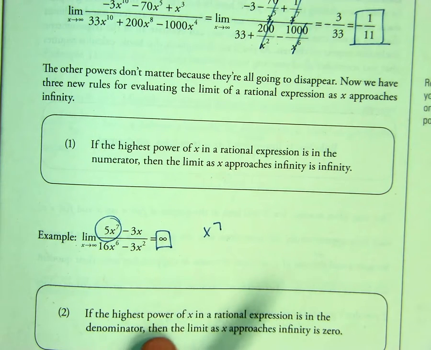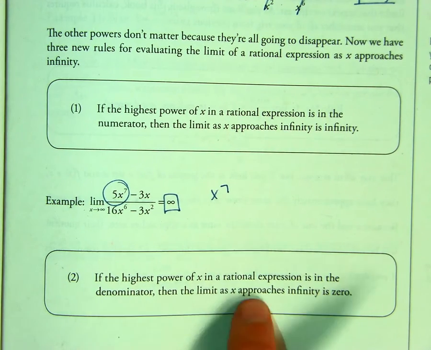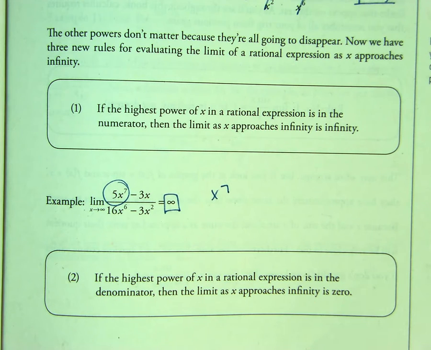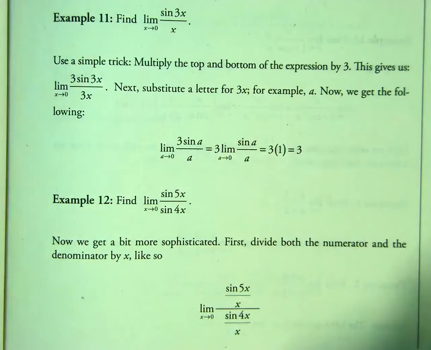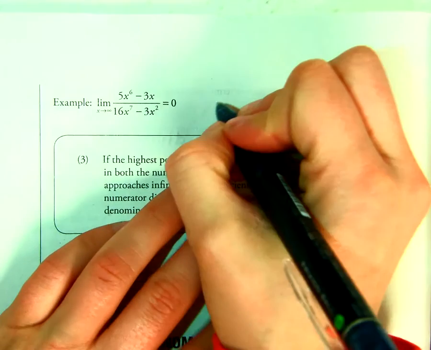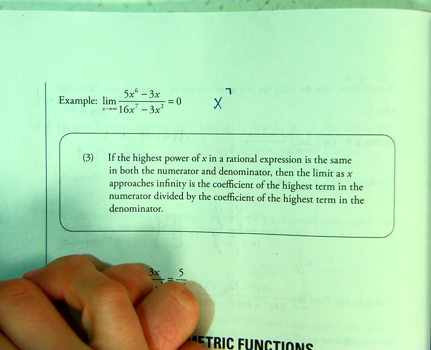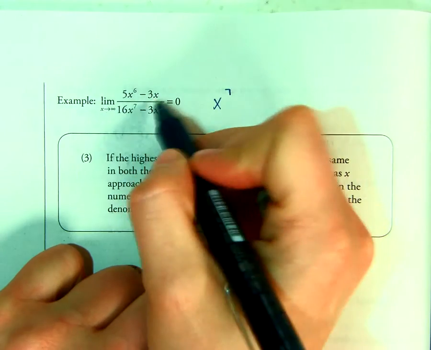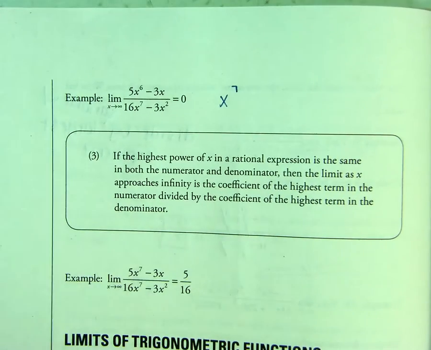However, let's say the highest power is in the denominator. Then instead of getting bigger and bigger, the denominator will continue to get bigger, but the numerator won't. So it's going to approach 0. So here's an example of that. If we just flip these, our highest exponent is a 7. That's going to make both of these go to 0, right? And we're just left with 0.